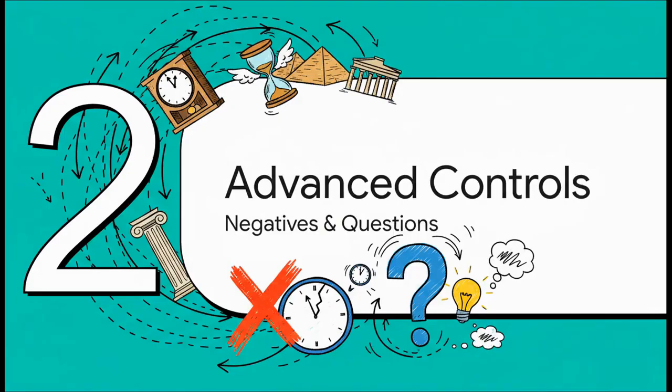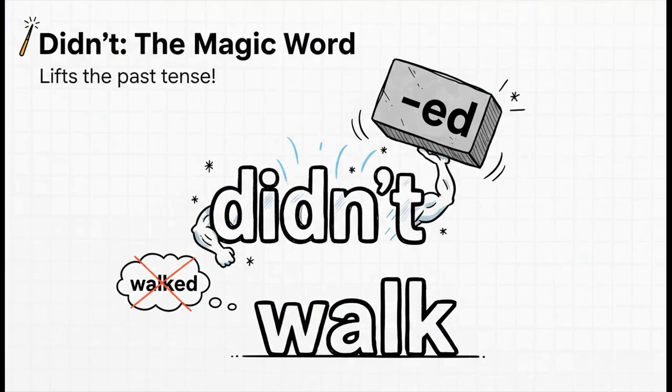Okay, you've got the basics down. You know how to travel to the past. Now it's time for the advanced controls. How to talk about something that didn't happen and how to ask questions about the past. So for negative sentences, saying something didn't happen, there's one magic word you absolutely have to know. And that word is didn't. It's just short for did not, and honestly, it does all the hard work for you.